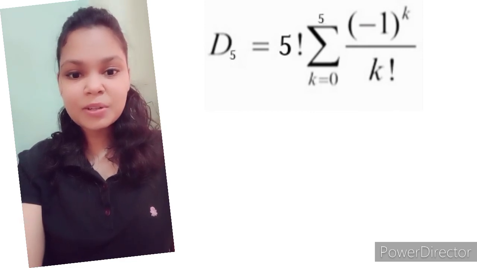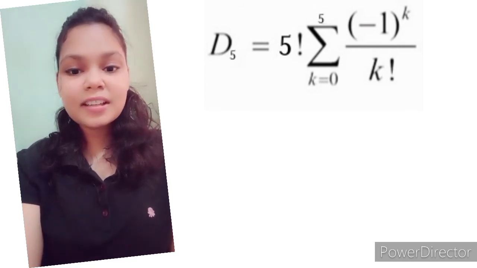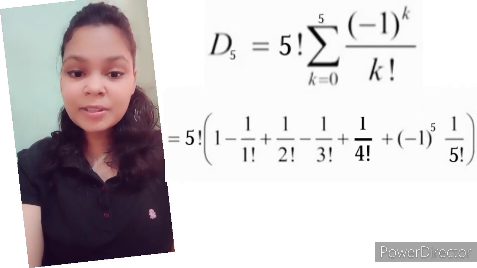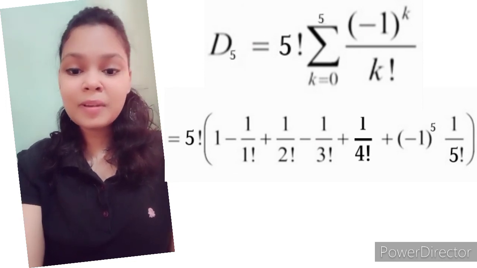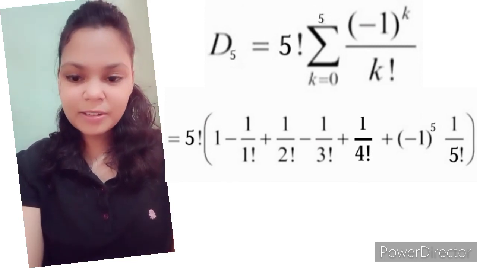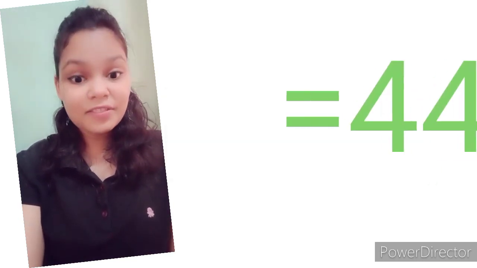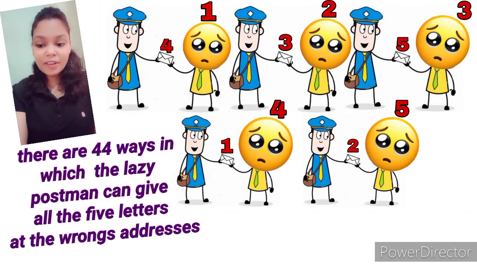So let us start. Therefore, d5 is equal to 5 factorial times the summation, k going from 0 to 5, of minus 1 raised to k upon k factorial. That is equal to 5 factorial into 1 minus 1 by 1 factorial plus 1 by 2 factorial minus 1 by 3 factorial plus 1 by 4 factorial minus 1 by 5 factorial, which is equal to 44. That means there are 44 ways in which the lazy postman can give all the 5 letters at the wrong addresses.